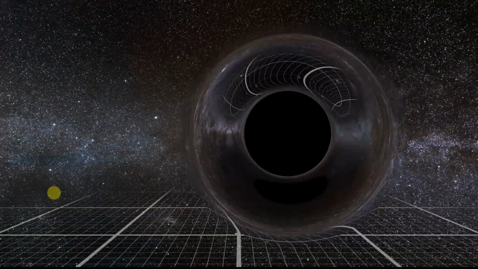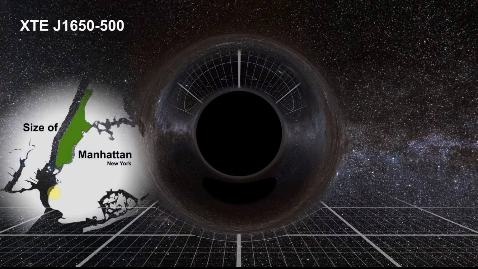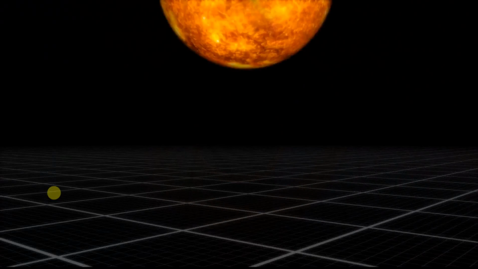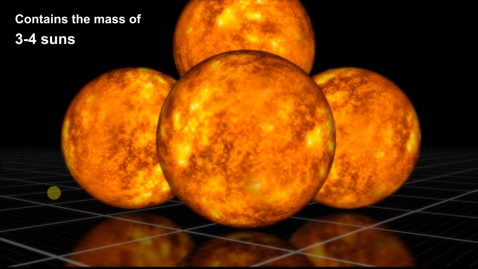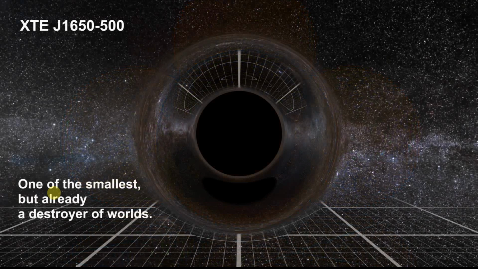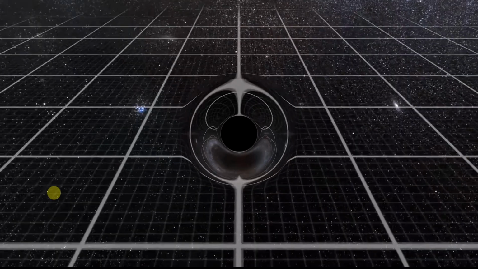Are there bigger black holes? Yeah. So this is XTE and a bunch of numbers, about the size of Manhattan. So it's the size of Manhattan, but it has the mass of 3 or 4 of our suns. That's nothing.